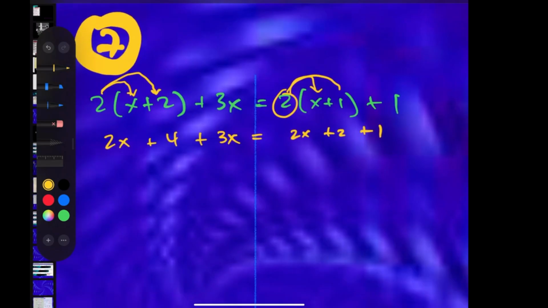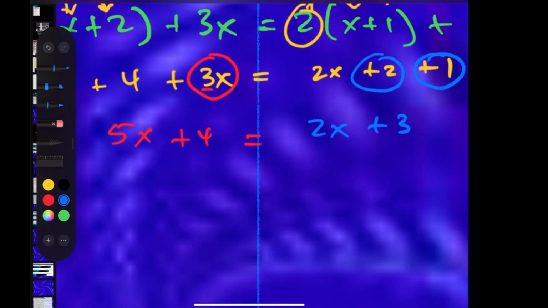Put your fingers on the like terms for both sides. 2x and 3x make what? 6x or 5x? You're just adding, so 5x plus 4. On the right side, which two are like terms? The 2 and the 1. So you would get 2x plus 3.